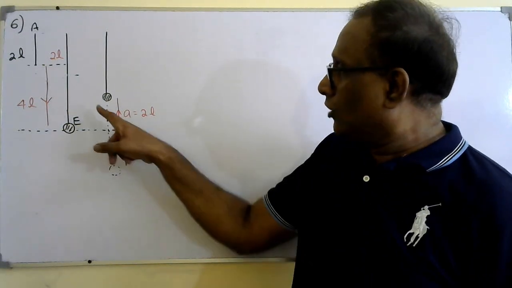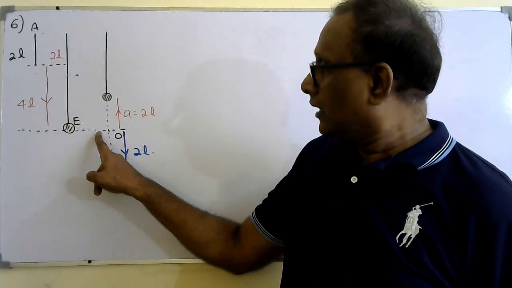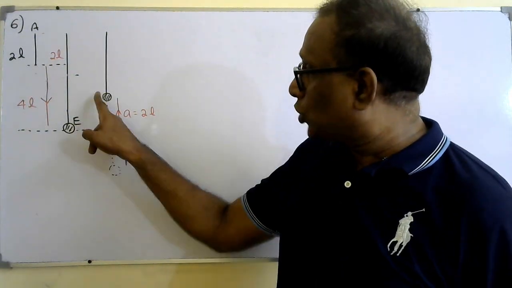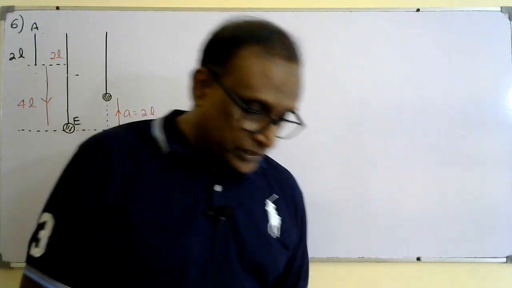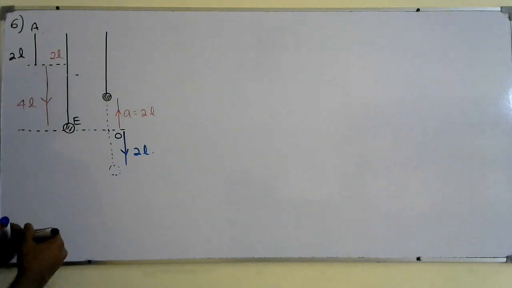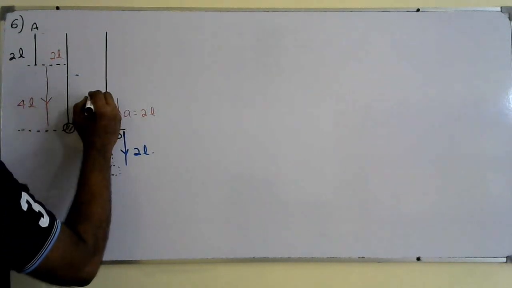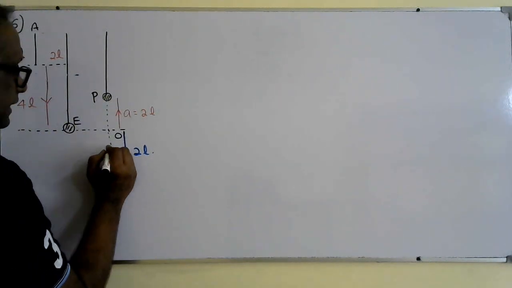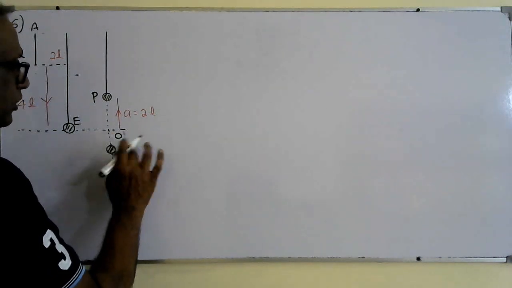Distance 3L means from here to here, if it moves, the distance moved is 2L. Then it should move down a distance L. Then the total distance moved is 2L plus L, 3L. So the question is, find the time taken by the particle to move from here, for example, I can name it P, to the position here. This is L, the distance it's moving, or the displacement.